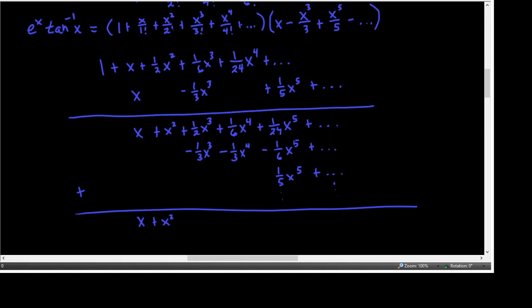So what is 1/2 x cubed minus 1/3 x cubed? Well, that's 1/6 x cubed. And what is 1/6 x to the 4th plus -1/3 x to the 4th? Well, that's -1/6 x to the 4th. And what is 1/24 x to the 5th minus 1/6 x to the 5th plus 1/5 x to the 5th? That's 3/40 x to the fifth plus a whole bunch of stuff.